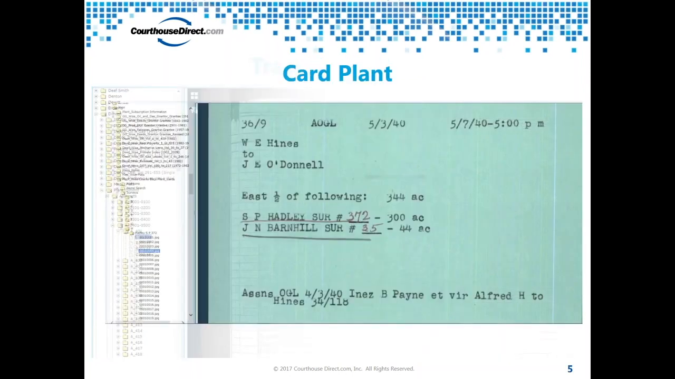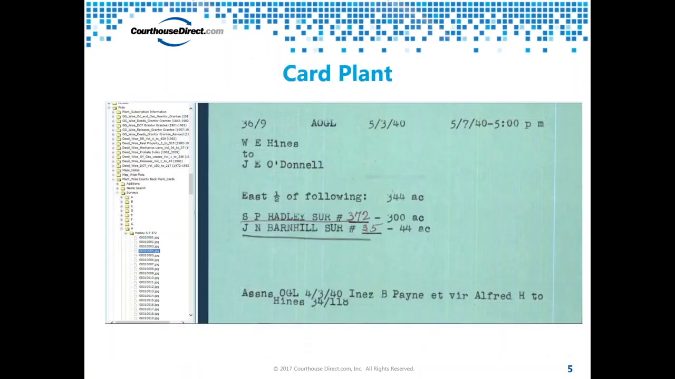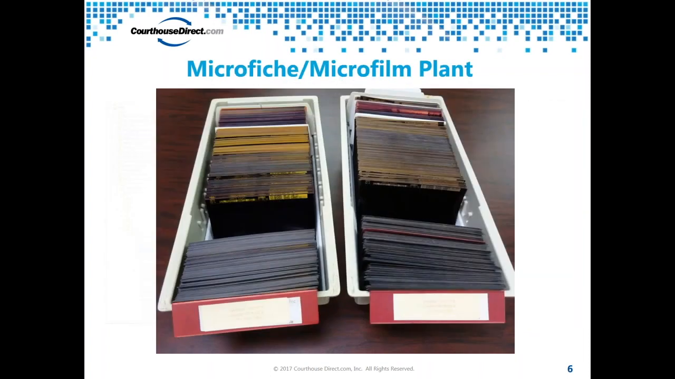In addition to the track books, a lot of times we're working out of card plants, where we're pulling out a drawer that has all the cards in it, and then we would flip through the cards one at a time and find the information we were looking for, whether it was for oil and gas or for deed information or whatever it might be.